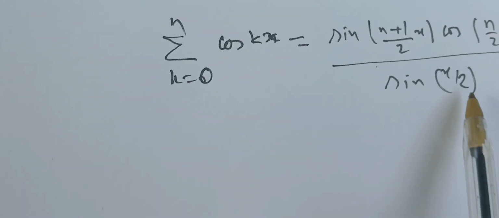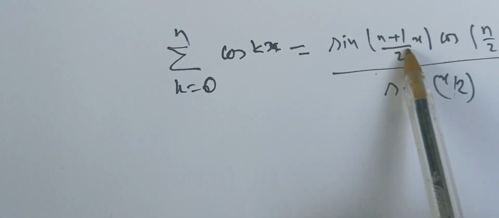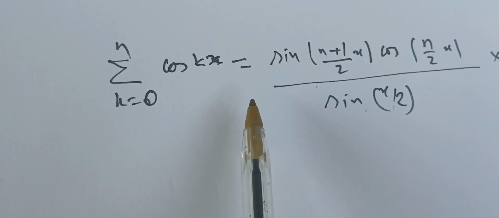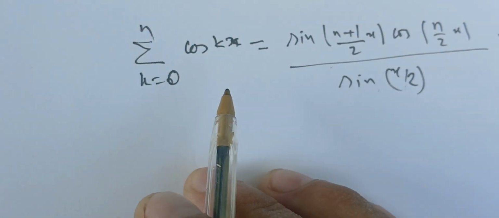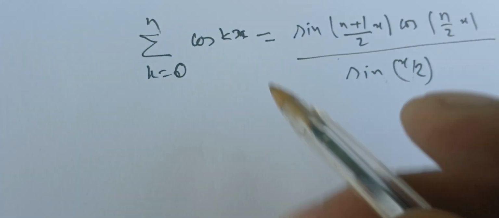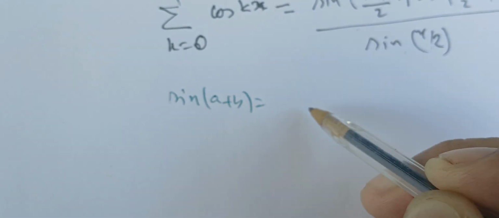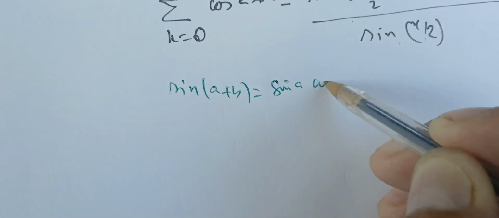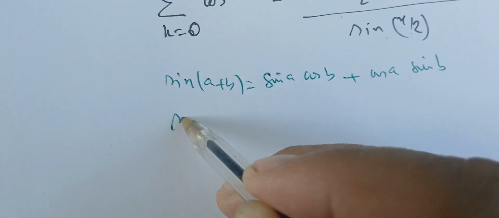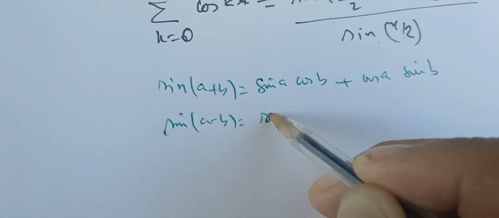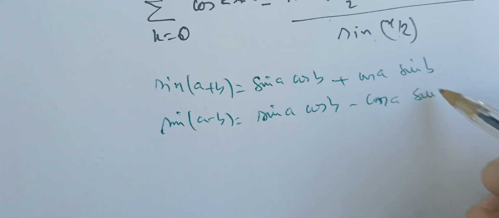If we multiply by sine x over 2, this formula here, we should get this one here. That's what we're going to do. But to do that, we need to remember that the sine of a plus b is sine a cosine b plus cosine a sine b, and the sine of a minus b is sine a cosine b minus cosine a sine b.